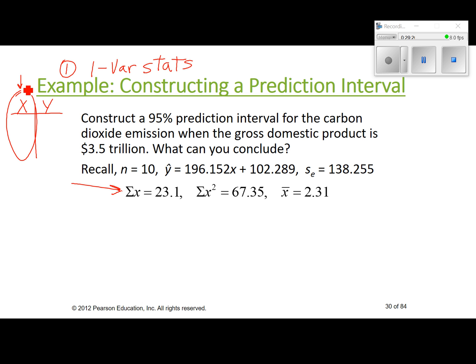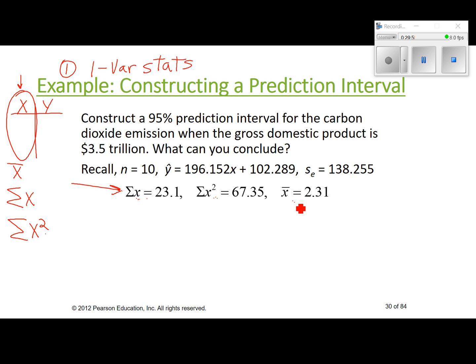It pulls up all this stuff for us. It pulls up x bar. It pulls up the sum of all the x's. It pulls up the sum of all the x squareds. All right, and those are the 3 things that we need. So the sum of all the x's is right here, the sum of all the x squareds is right there, and x bar is here. We need all 3 of those things.